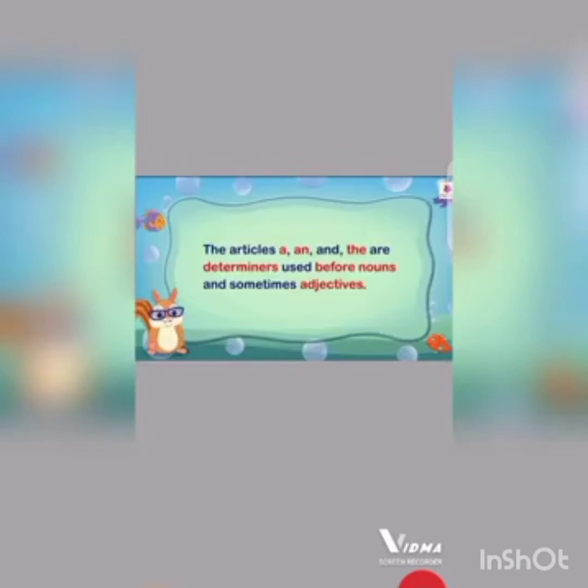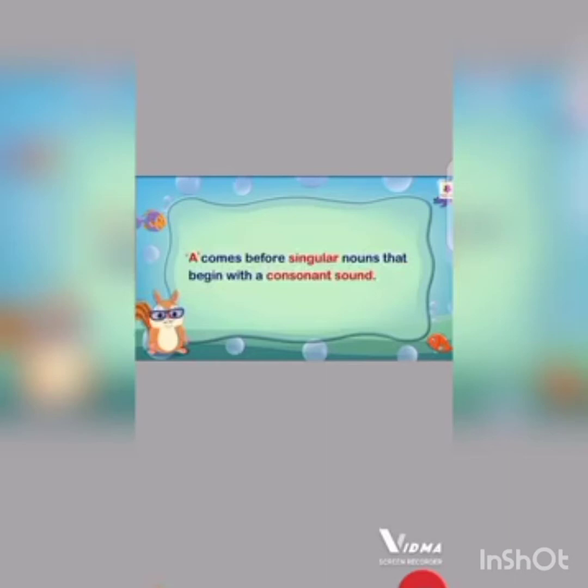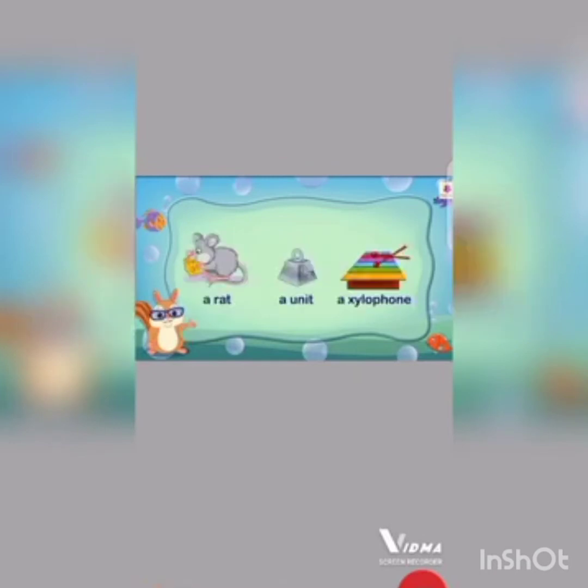The articles a, an, and the are determiners used before nouns and sometimes adjectives. Let's see how they act as a determiner of our nouns and adjectives. So, a comes before singular nouns that begin with the consonant sound. For example, a rat, a unit, a xylophone.